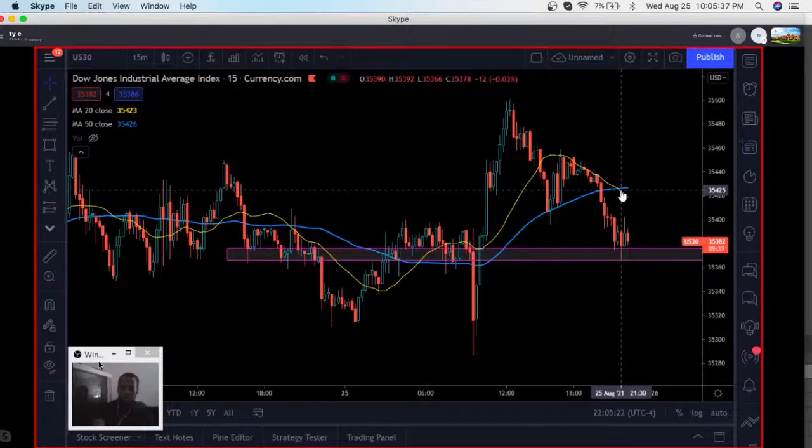So all in all, I'm looking to bring the market up higher. I'm looking for the market to stay above this purple zone that we have drawn. I'm looking for the market to at least come here for the take profit 1 and up to those highs for take profit 2. And that's pretty much my analysis on the Dow Jones.